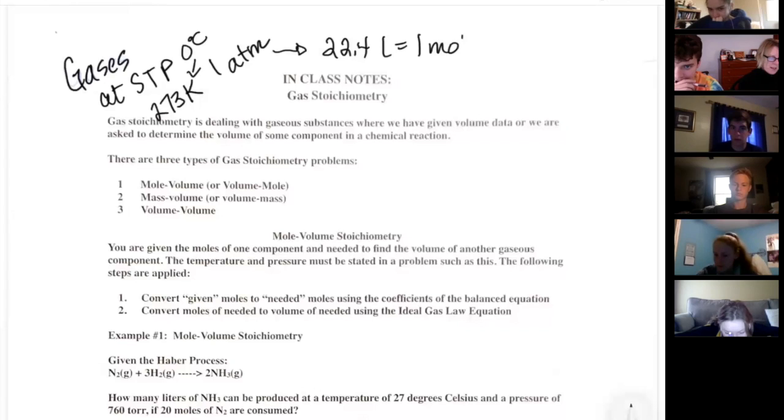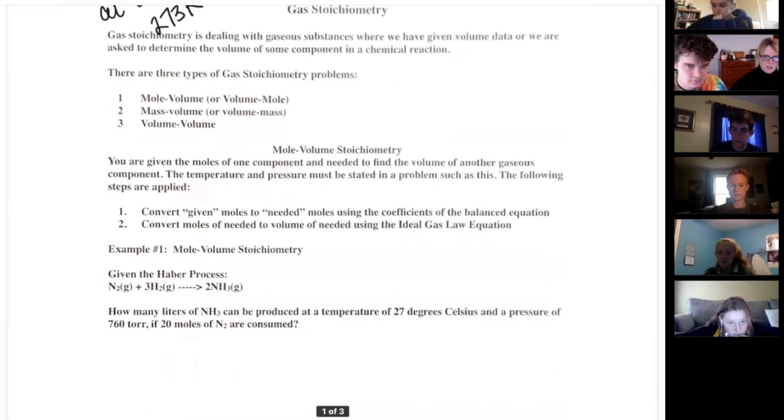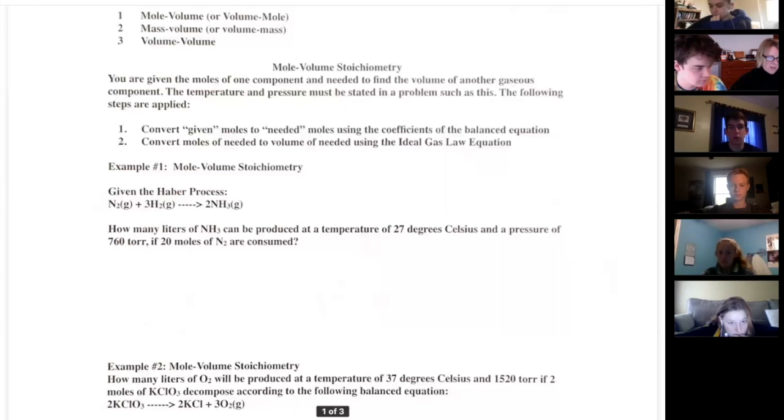So sometimes that will simplify our processes. So let's take a look at the first problem. The mole-volume stoichiometry: you're going to be given moles of one component. You need to find the volume of another gaseous component. And the temperature and pressure have to be stated in a problem such as this. So you can use these steps.